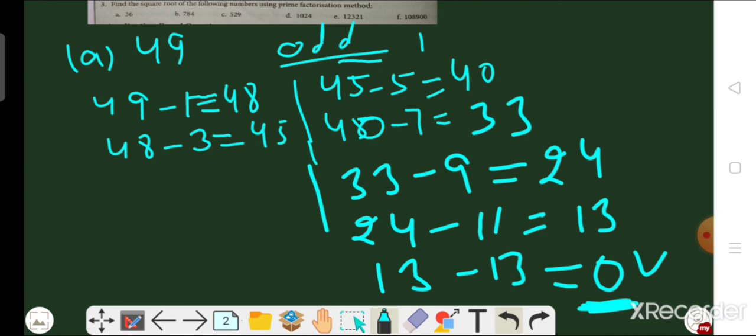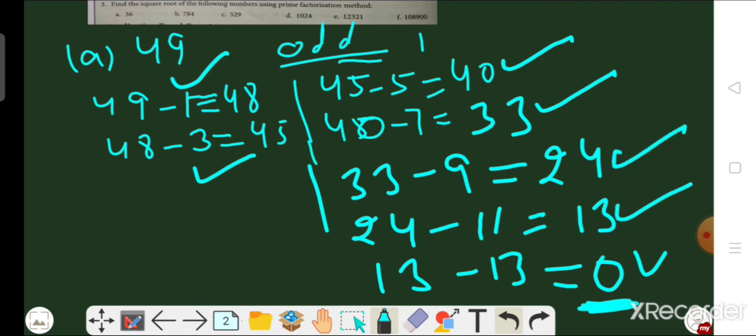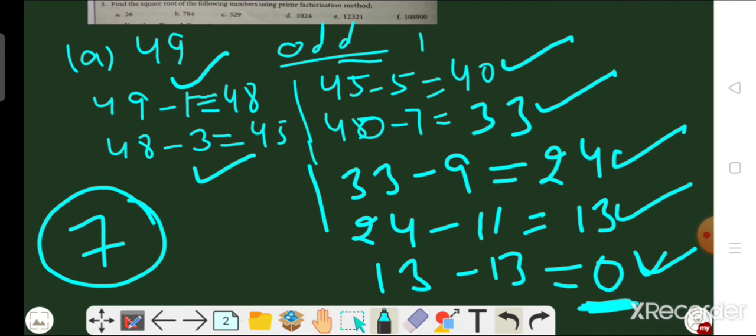Now we have to count the odd numbers that we have subtracted from the given number. So how many odd numbers have we subtracted? 1, 2, 3, 4, 5, 6, 7. How many? 7. So 7 is the square root of the given number.